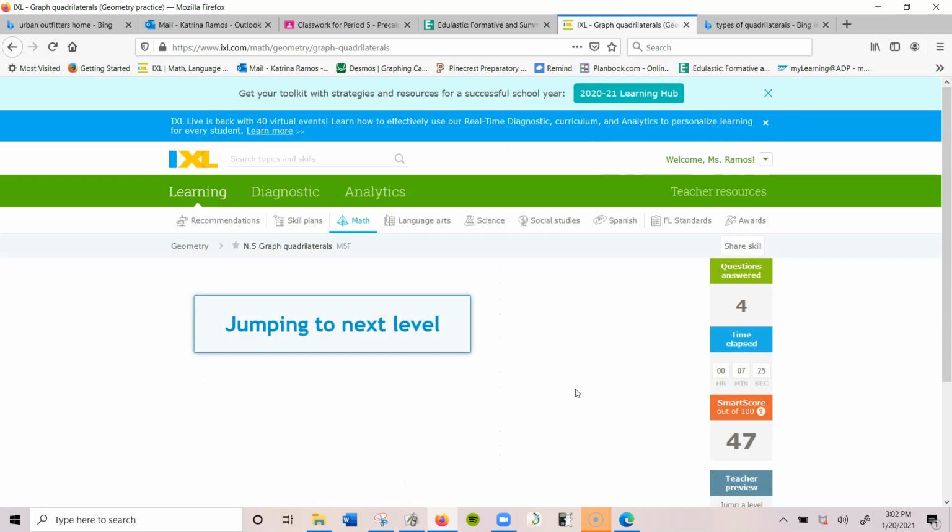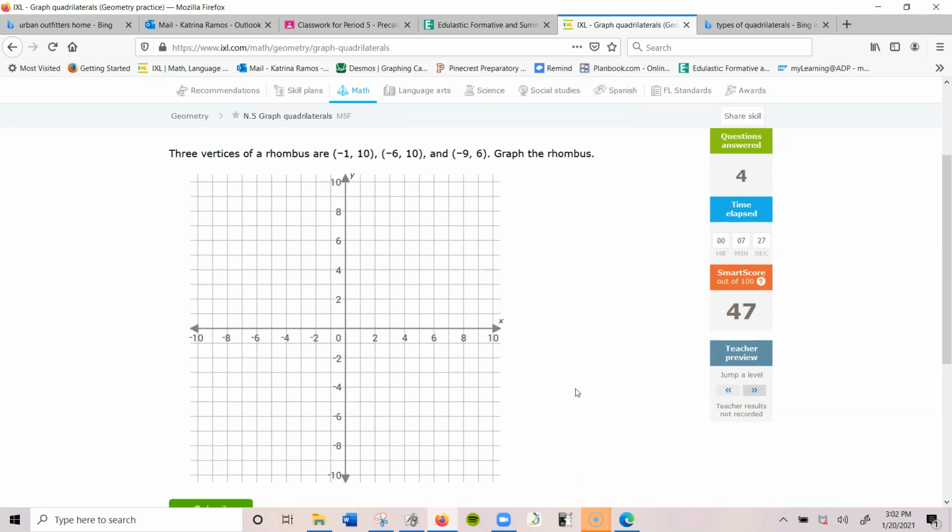Let's go on to the next level just to see if anything changes. Okay, so here you're only given 3 coordinates, and you're going to need to find that 4th coordinate. So let's go ahead and put these 3 first. So we have negative 1, 10, negative 6, 10, negative 9, 6, 9, 6, and the last one.